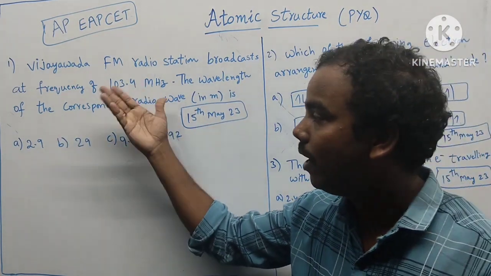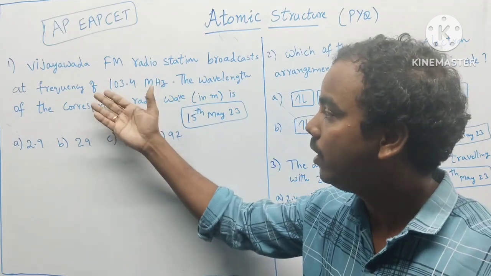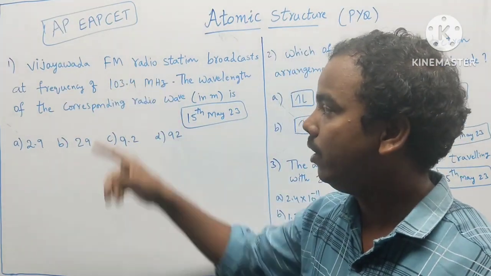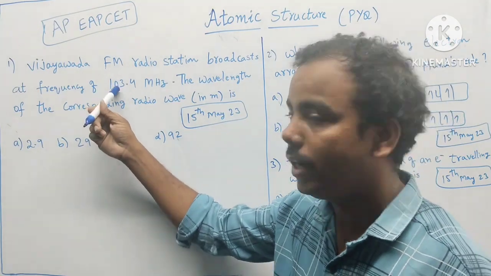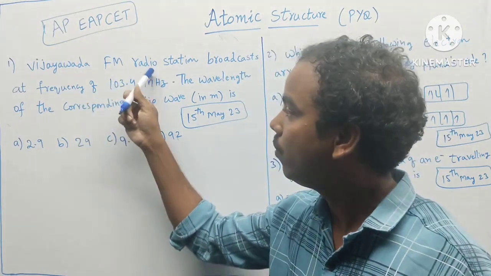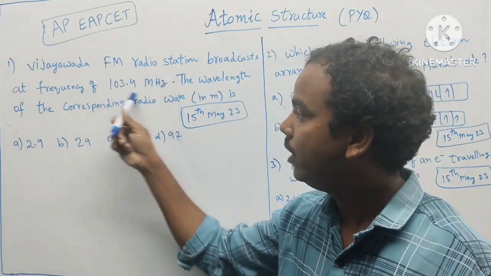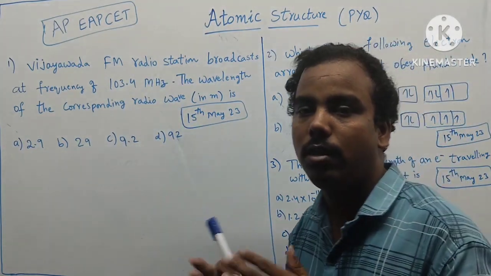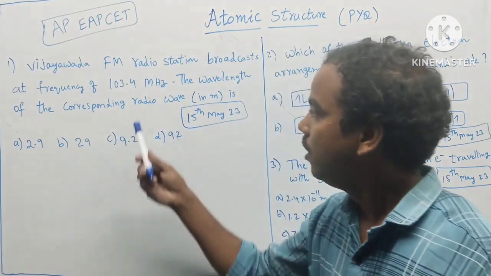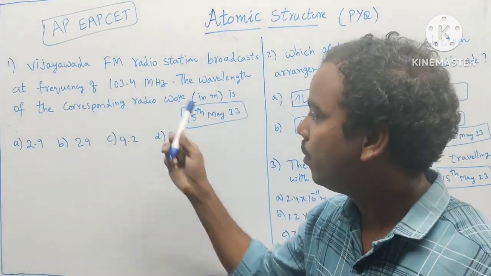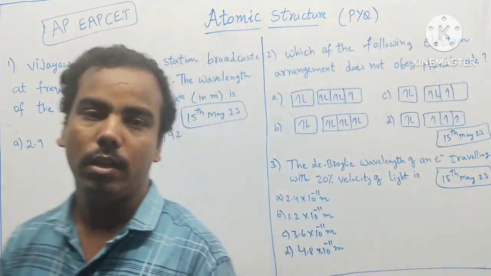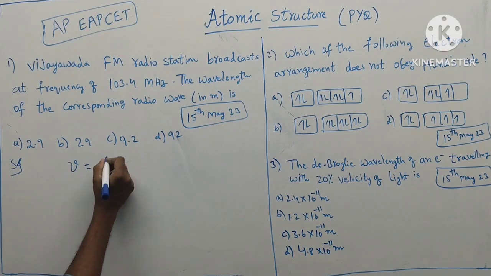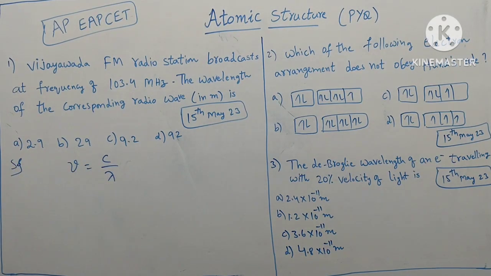So what value was given here? The frequency of the FM radio, which is indicated by the letter mu. So mu is equal to 103.4 megahertz. It is converted to hertz, where 1 megahertz is equal to 10 power 6 hertz. Next, the wavelength of the corresponding radio wave. So what is the wavelength and frequency relation? Mu is equal to C by lambda.